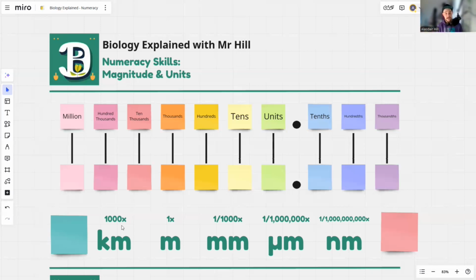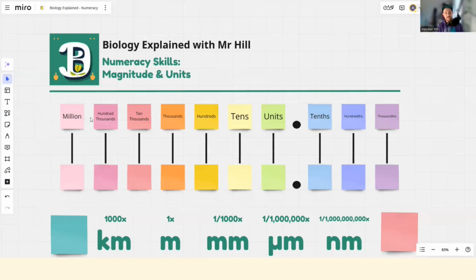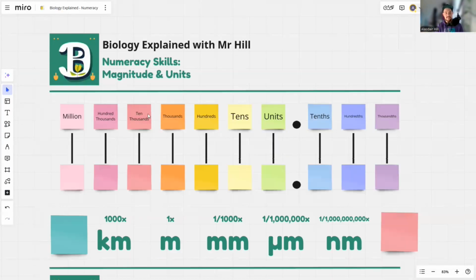Okay, so to demonstrate this, we have a place number grid on the top of the screen here, starting with a million, then hundreds, tens, thousandths, hundreds, tens, units, tenths, hundredths, and thousandths. Okay, you would have seen something like this in primary school, I'm sure, when you learn about place order of numbers. We're going to run a couple of examples just to show exactly how this might be used.